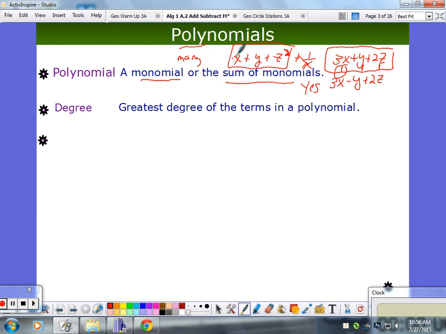Let's look at this one. What's the degree of this monomial? What's the degree of that one? What's the degree of this one? 2. What's the degree of the polynomial? 2. It's just the biggest one.